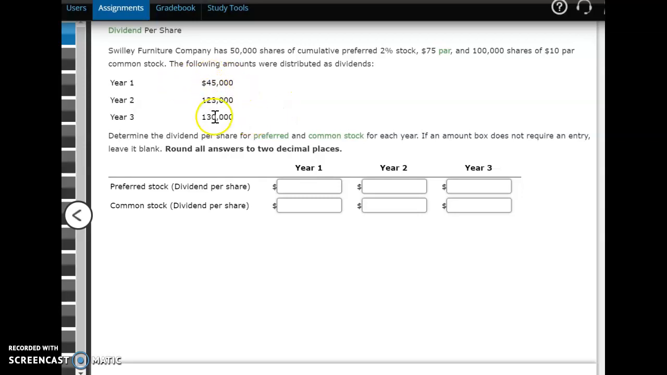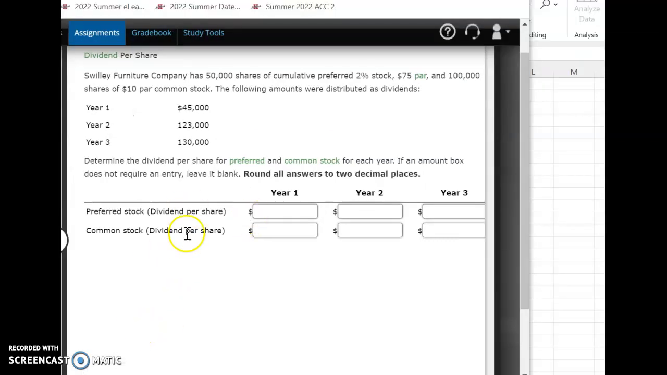Here we have 3 years worth of dividends. So what we're going to do is figure out how much is going to go to preferred stockholders and how much is going to go to common stockholders. Okay, so first we need to figure out how much we owe the preferred stockholders.